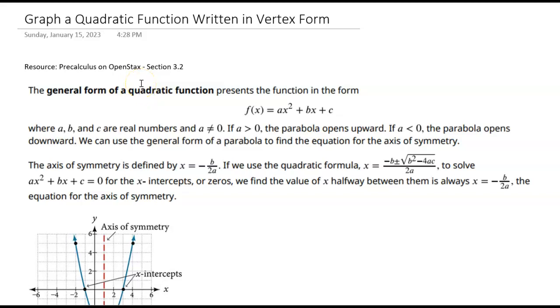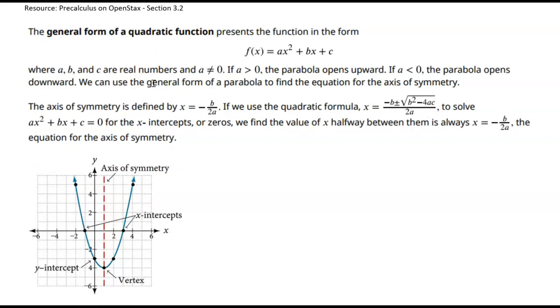All right, in this video, we're going to talk about graphing a quadratic function when it's written in vertex form. The general form of a quadratic function is ax squared plus bx plus c, where a, b, and c are all real numbers, and a is not equal to 0. If a was equal to 0, then you'd actually have a linear function.